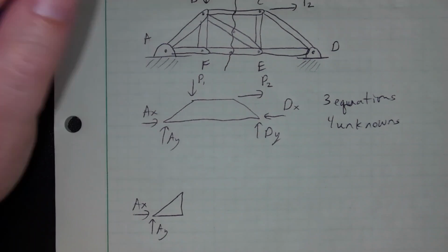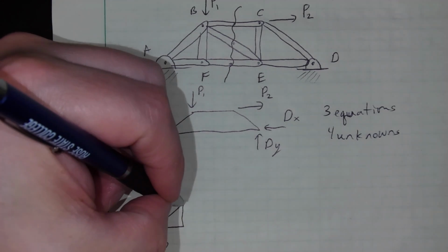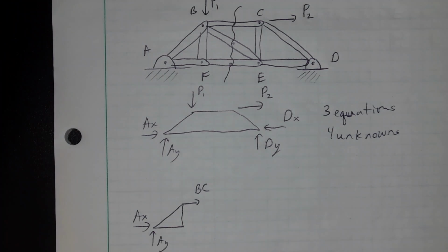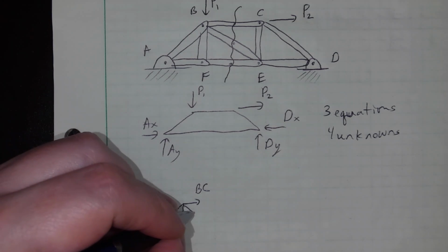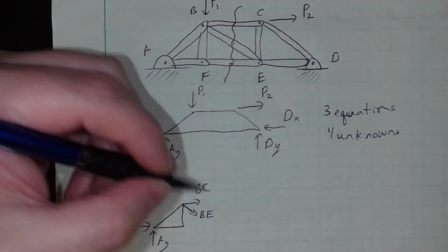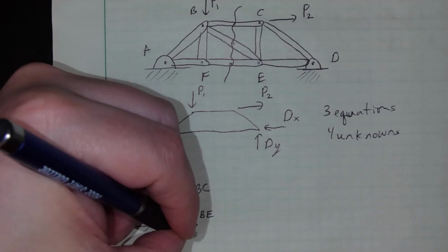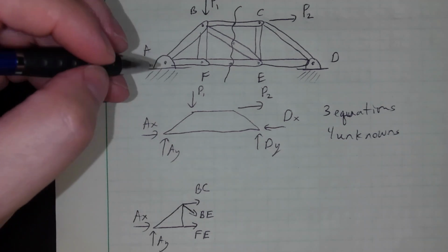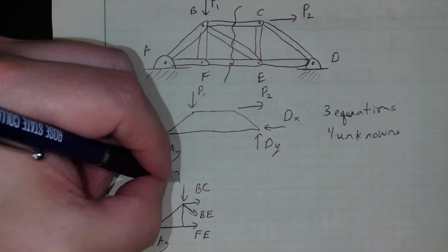If you look at what we've cut through, I've cut through BC here. That is a horizontal force. BC, I'll draw it in tension. I've cut through BE here, so I'm going to replace that with the force that's carried through it, BE. And a horizontal FE, or EF, I should say. Either way is fine. And I have the applied force P1.